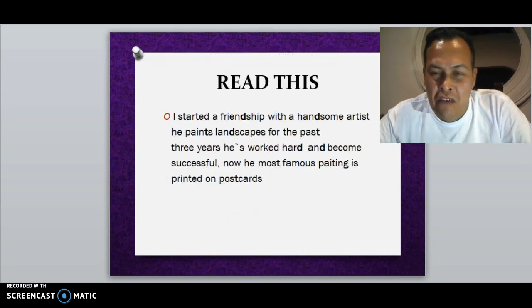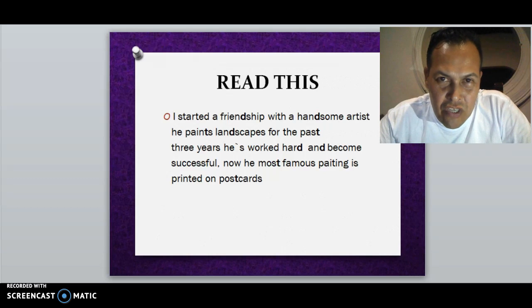Okay, now we are going to read this paragraph, but with no elision. I start a friendship with a hands-on artist. He paints a landscape for the past 3 years. He's worked hard and become successful. Now his most famous painting is printed on the postcards. You can see how it sounds when we read this paragraph with no elision.